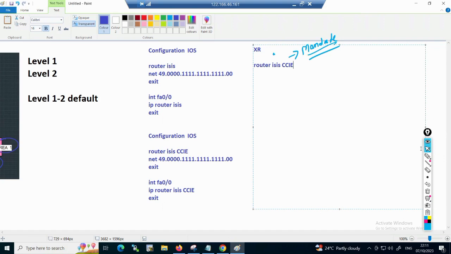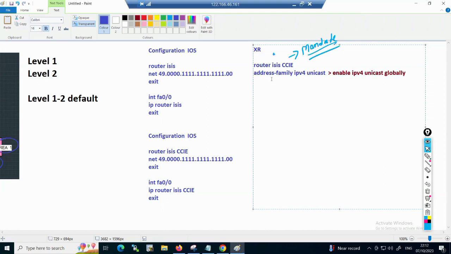Same concept. After that, I need to tell this device, you know one thing, because XR supports multiple address families like IPv4 unicast, multicast, IPv6 unicast, multicast, I can say I run the ISIS protocol for unicast. With this command I have enabled IPv4 unicast globally. That's the first thing you need to enable. I'm enabling this protocol for IPv4 unicast.